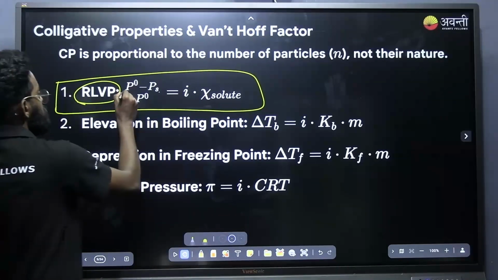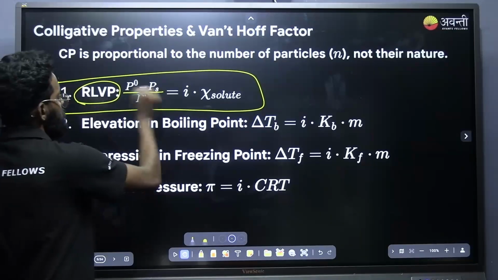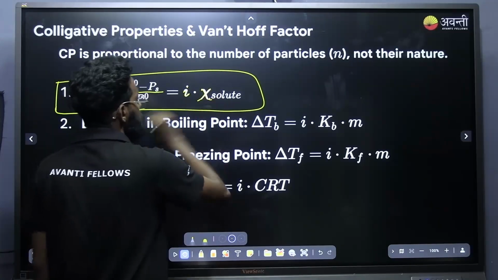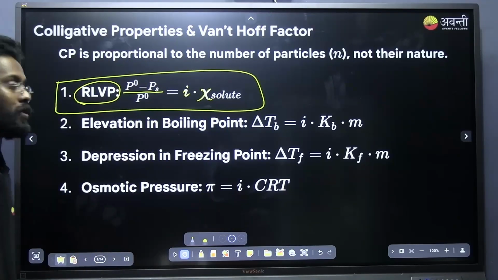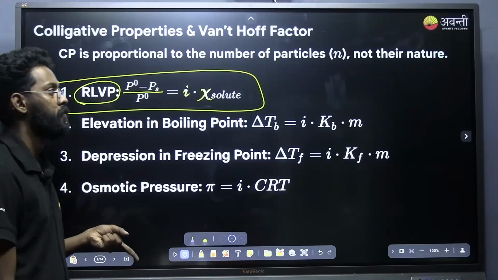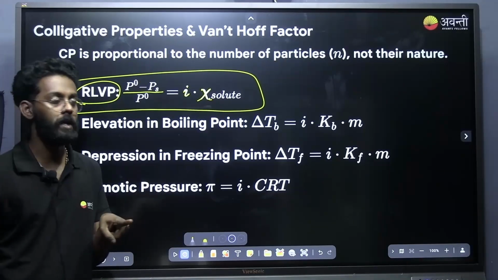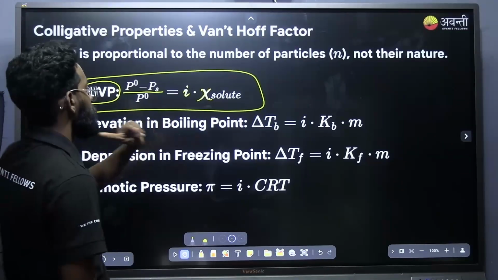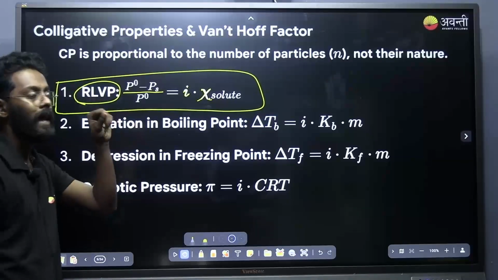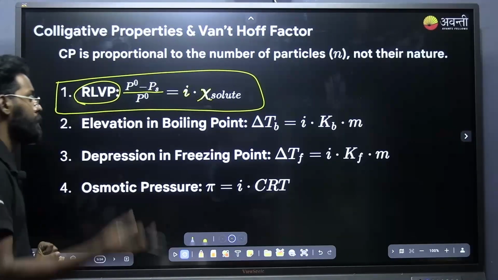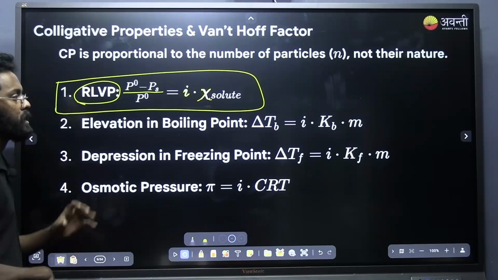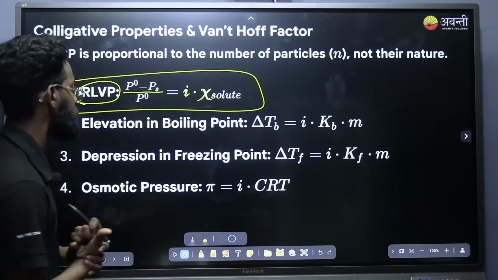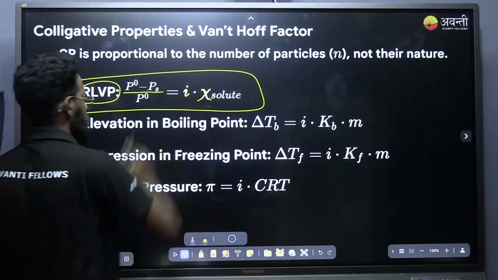And what is the equation for relative lowering of vapor pressure? P naught minus Ps divided by P naught is equal to i into mole fraction of solute. What is i? i is the Van't Hoff factor, which we will be discussing after some time. It is a correction factor to correct the molecular mass when an electrolyte is present in the solution. If I am adding a non-volatile electrolyte, the molecular mass that we get is not going to be the correct molecular mass. To correct that, we add a correction factor which is called the Van't Hoff factor.